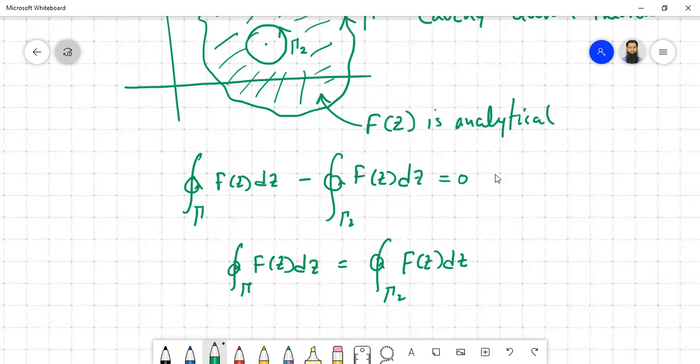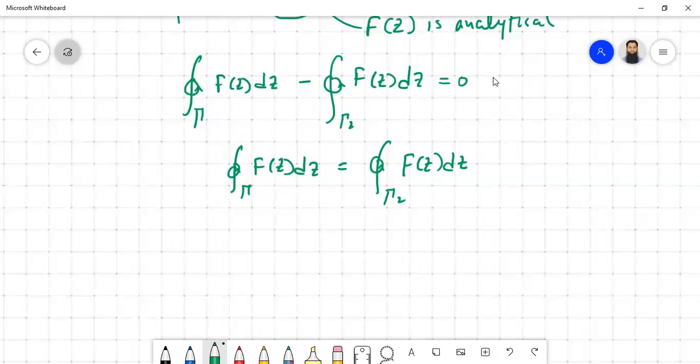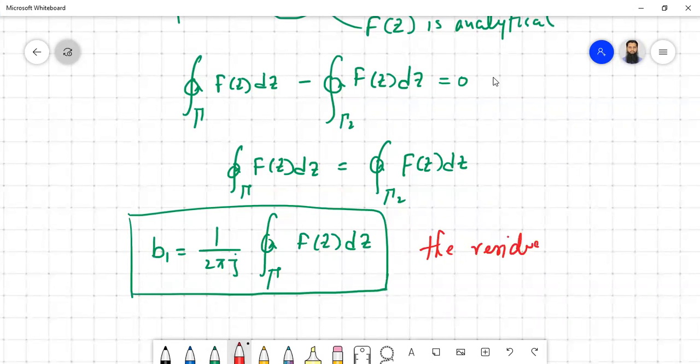So in b1, we had written the inner circle. Now we can take it to the outer circle, and not necessarily an outer circle, we can make it any closed curve. So we can write b1 equal to 1 by 2 pi j times the counterclockwise encirclement of gamma with f(z). This is one of the useful findings that will be helpful in the derivation of the inverse integral. And this b1 is also called the residue of f(z) at pole z0.